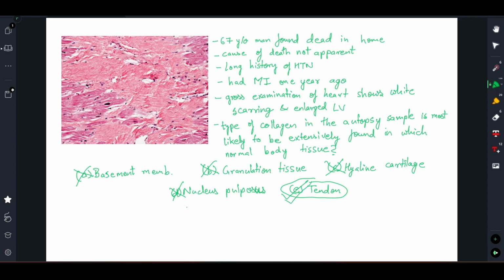Also coming to this autopsy figure, this histology slide, what we are seeing are the cardiomyocytes. These are the cardiomyocytes, while this is the fibrous tissue under discussion. Hence our answer is tendon.